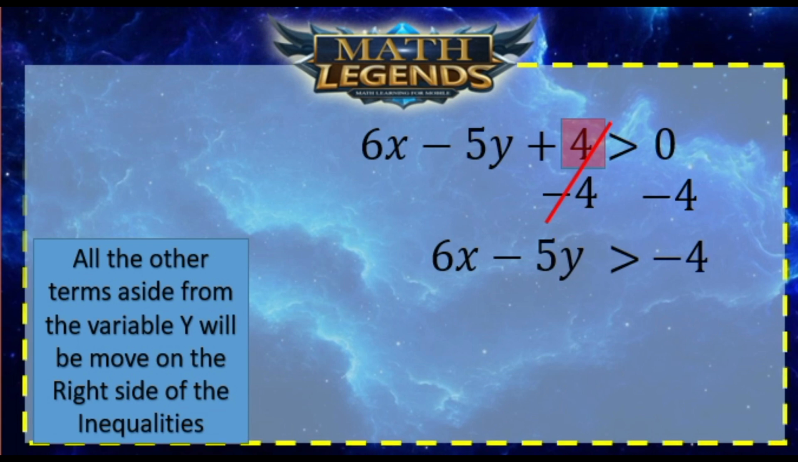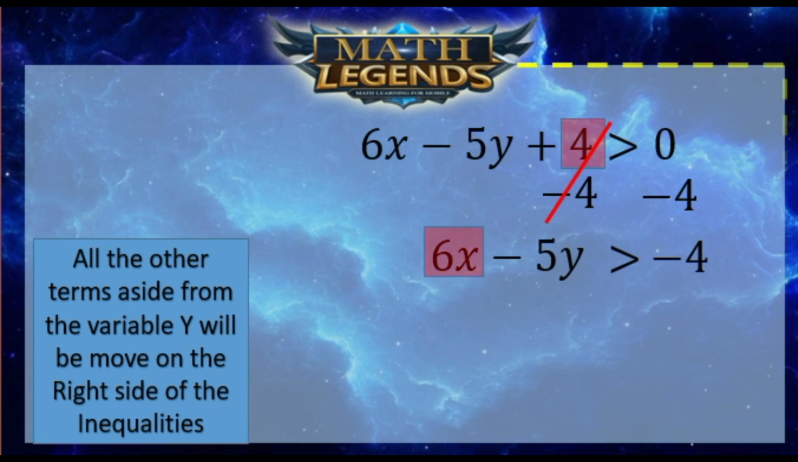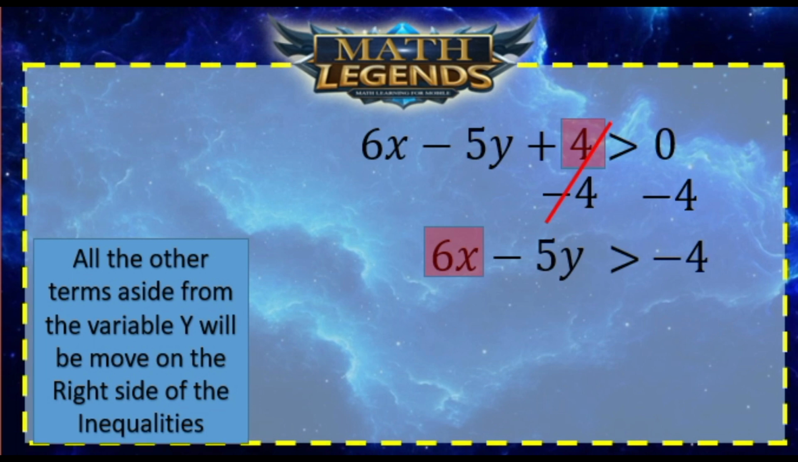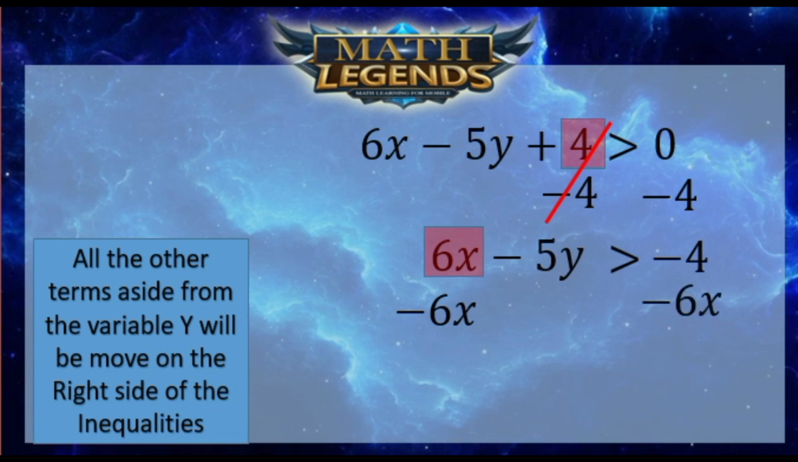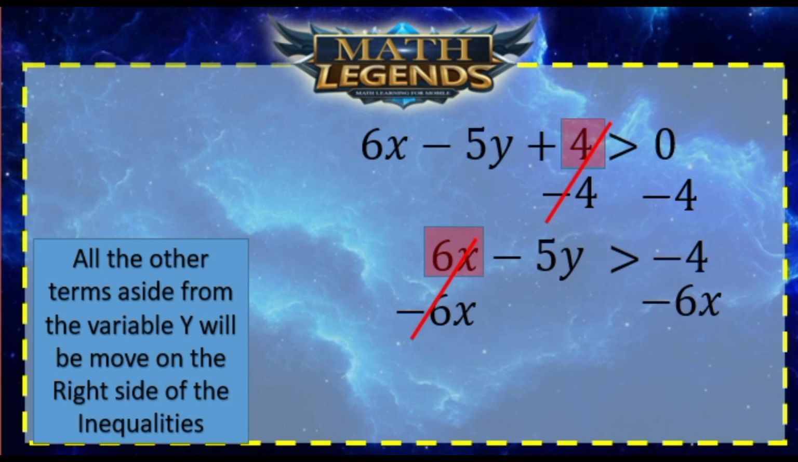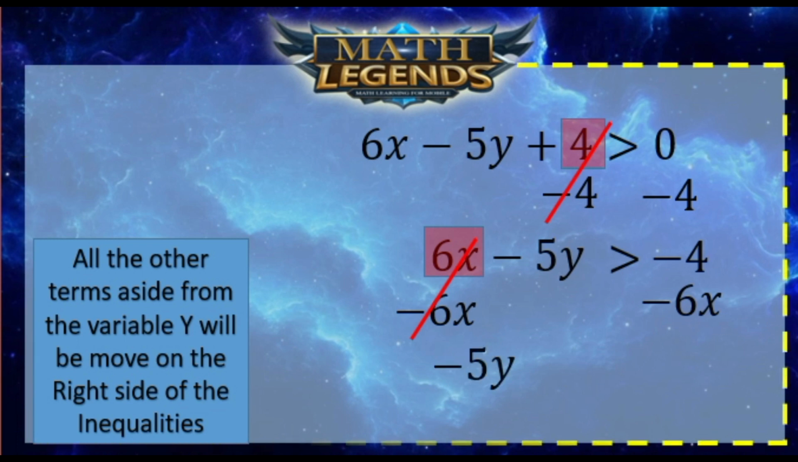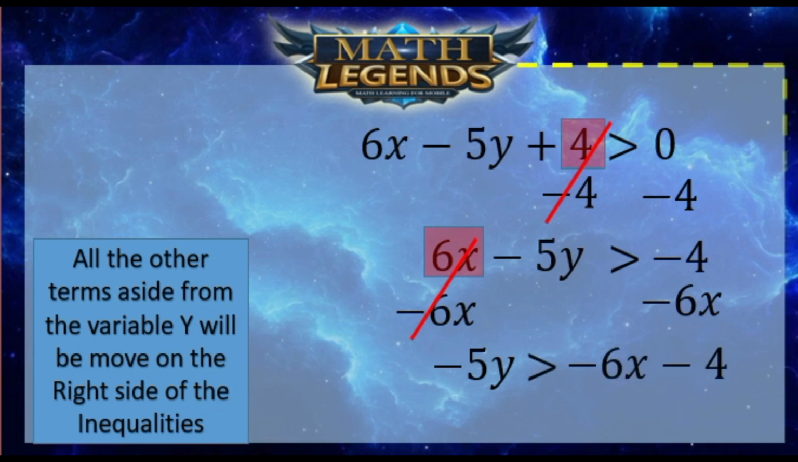And we're going to move 6x on the left side of the inequality. So we have 6x. In order to move 6x, we're going to add this to its additive inverse. The additive inverse of 6x is equivalent to negative 6x. And if we add negative 6x on the left side, we're going to add negative 6x on the right side. So we have 6x plus negative 6x, the answer will become 0. So we will have negative 5y greater than negative 6x minus 4, the answer will be negative 6x minus 4.